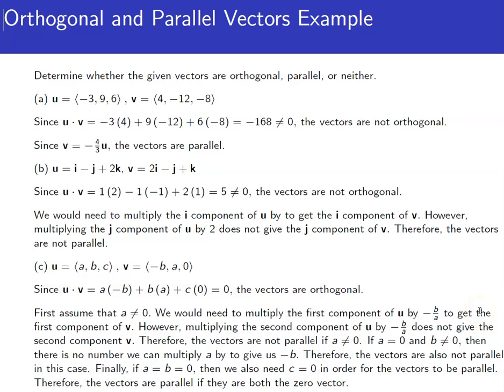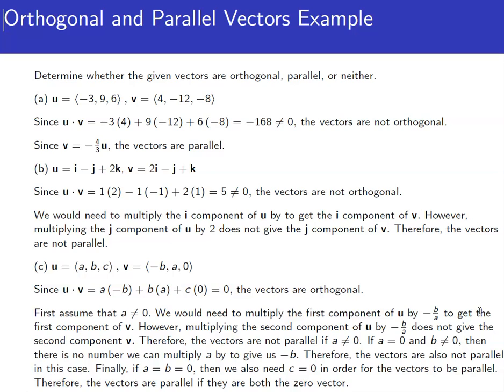In this video, we're going to investigate orthogonal and parallel vectors by way of an example. So we're asked to determine whether the given vectors are orthogonal, parallel, or neither. So in part A here, we've got u is the vector -3, 9, 6, and v is the vector 4, -12, -8. Well, checking whether or not two vectors are orthogonal is a pretty straightforward process.